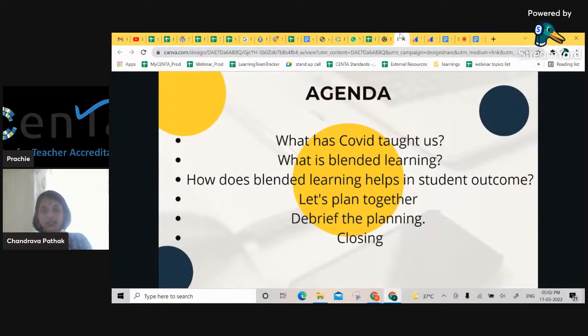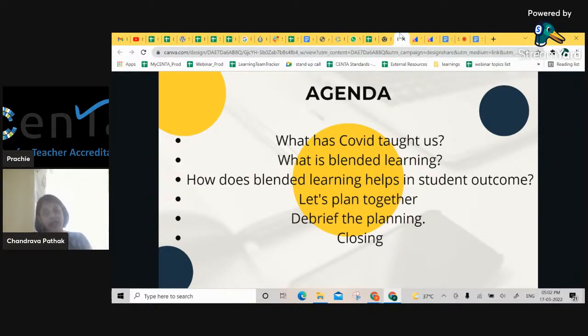The agenda for the day looks like this. In this 1 hour, of course, all of us have gone through the COVID time, so we're going to see what COVID has taught us. We're going to quickly take a look at what exactly blended learning looks like. Finally, we're going to see how blended learning helps in student outcome. Of course, we all are educators over here, and if we are incorporating anything in the classroom, we are finally targeting the highest amount of student outcome.